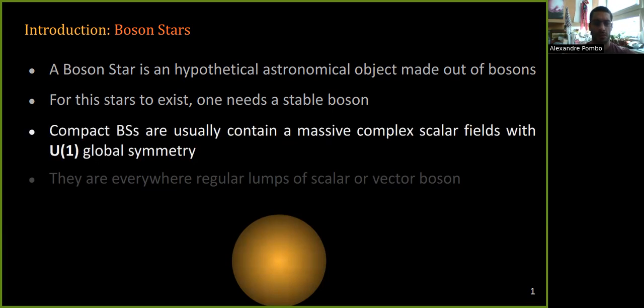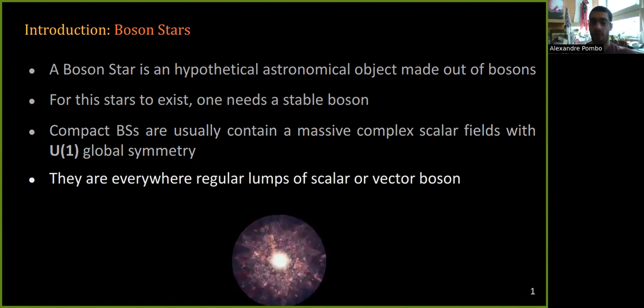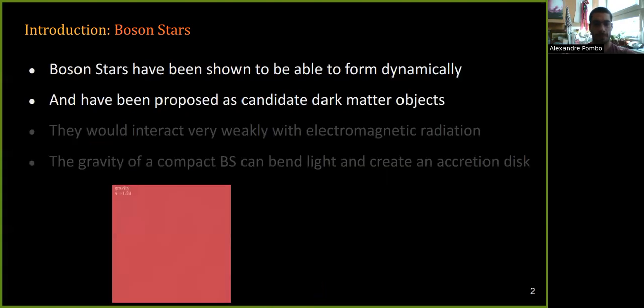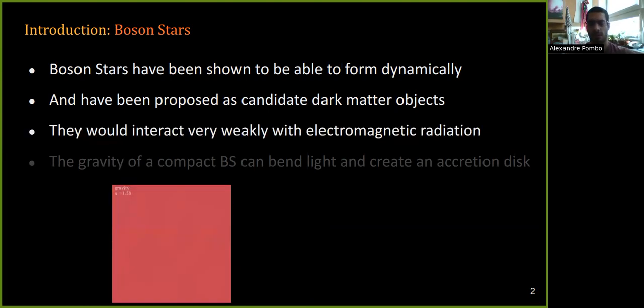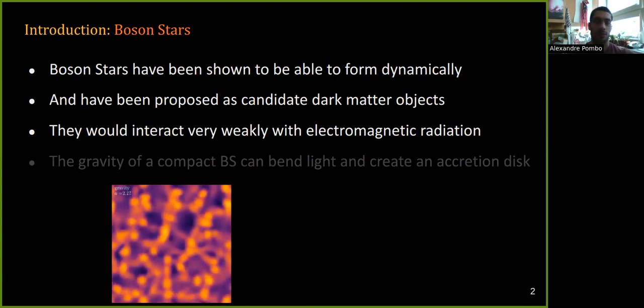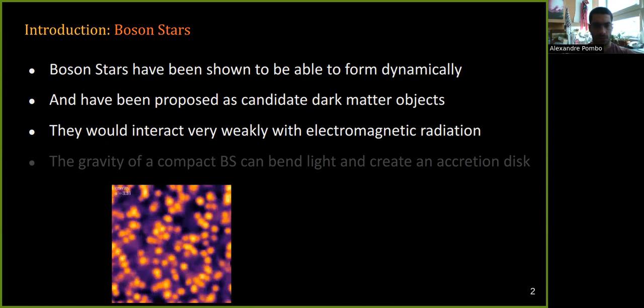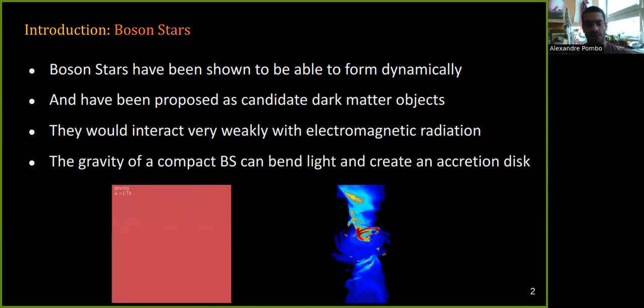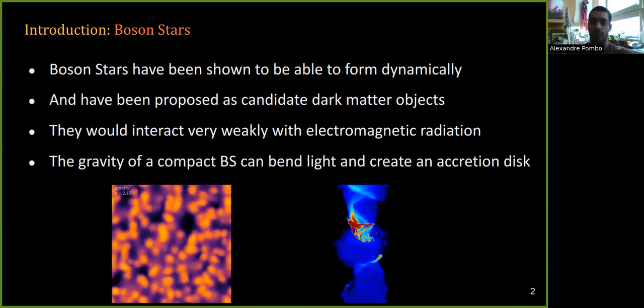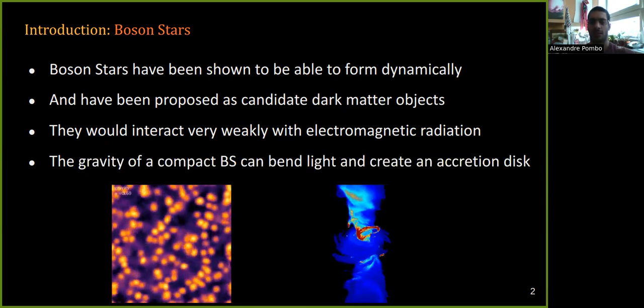These are compact objects. For these stars to exist, one usually needs a massive complex scalar field with a global U(1) symmetry. These are everywhere regular lumps of scalar or vector bosons, so you can see these as solitons. They have been shown to be able to form dynamically and have been proposed as possible dark matter candidates. In this case, they will interact very weakly with electromagnetic radiation, but since these objects are very massive and compact enough, they will be able to create an accretion disk and even bend light around them.